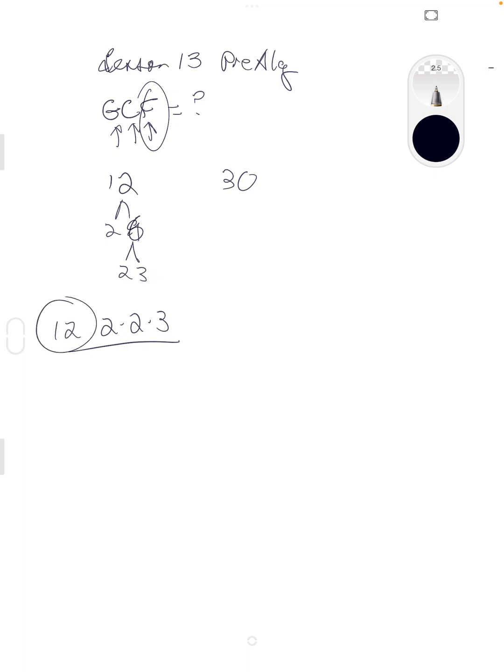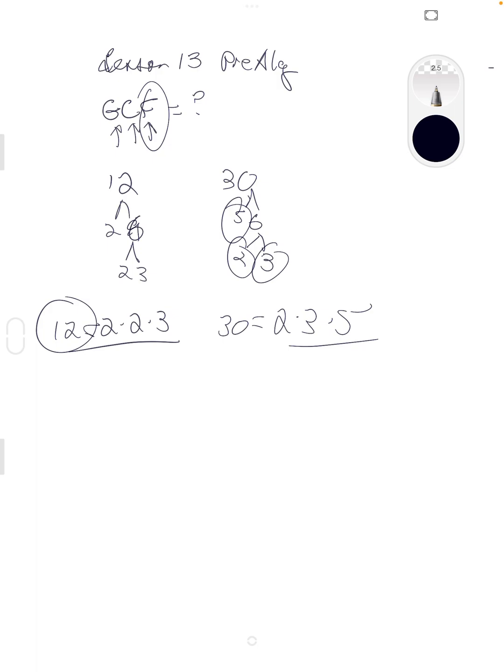So what they're asking is, let's say, for example, you have a number 12 and a number 30, and they say, what's the greatest common factor? Well, this is what you do. You factor it. Remember the prime factor trees? 2 times 6 is 12, and then 2 times 3 is 6. So 2 times 2 times 3 is equal to 12. Okay, 30 is 5 times 6. 6 is equal to 2 times 3. So 30 is equal to 2 times 3 times 5.